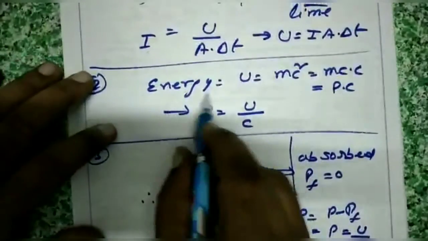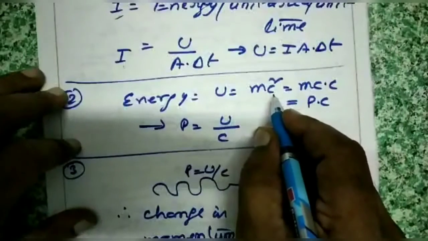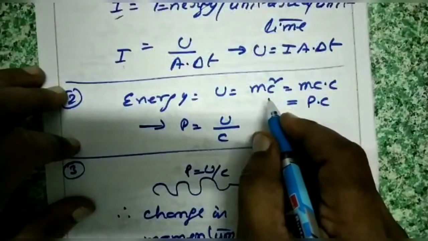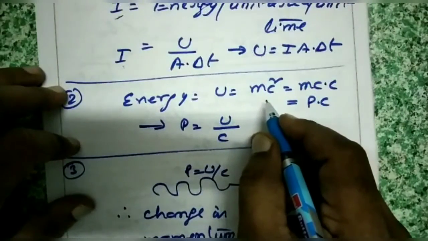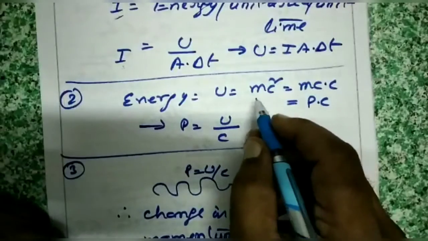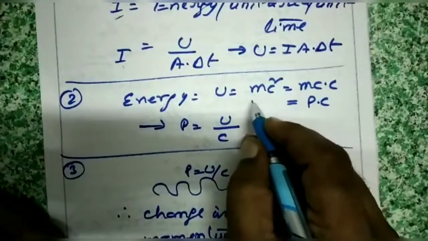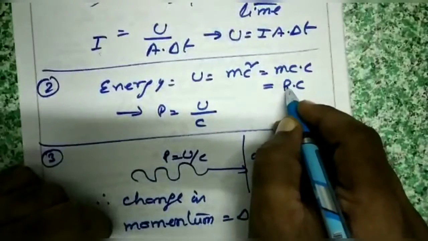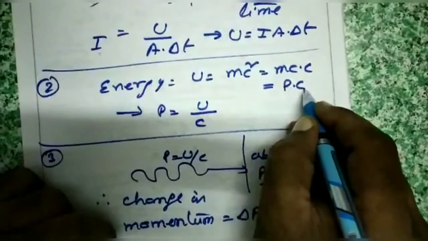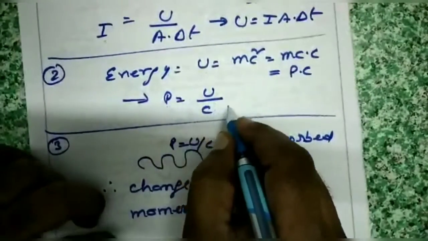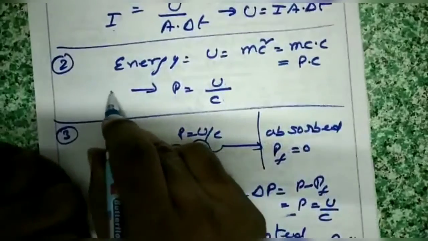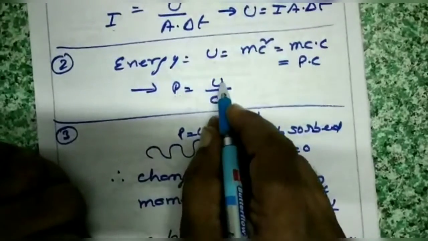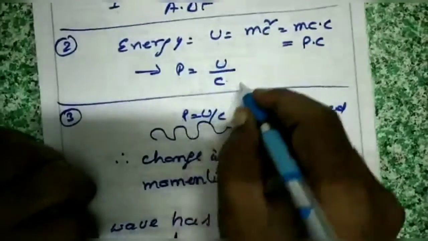Now, energy U we can write as mc square, because a wave is not matter. If it is moving matter, energy would be half mv square. Now it is moving with light speed, so energy is mc square. Then mc into c, mass into velocity, is momentum. So energy is equal to momentum into velocity. From this, momentum is equal to U by c. That means anywhere, if an electromagnetic wave is moving, its momentum is given by its energy by light speed.